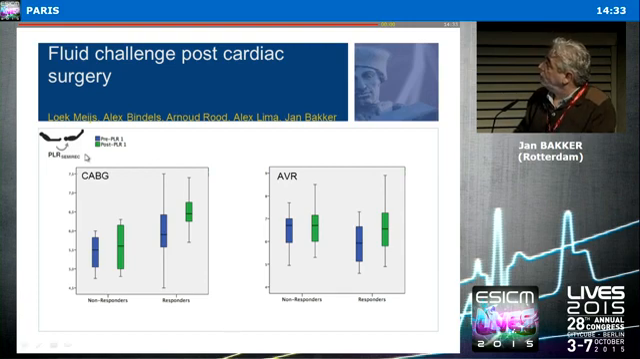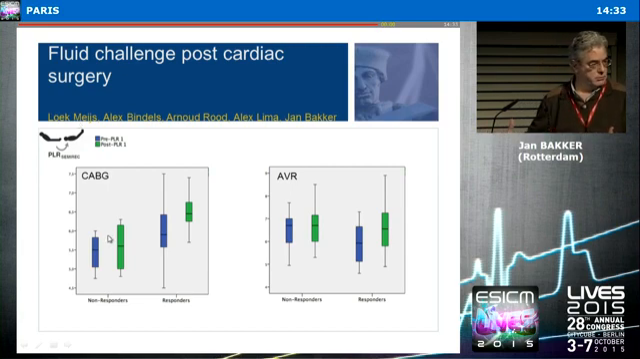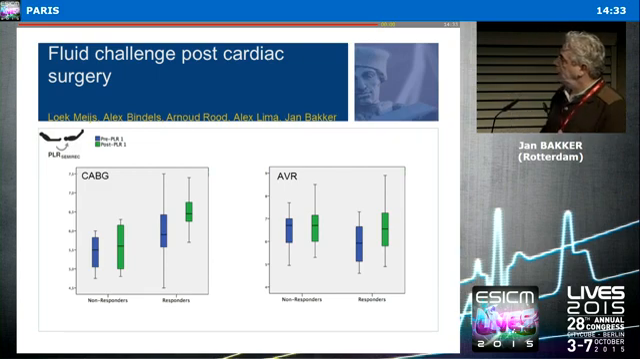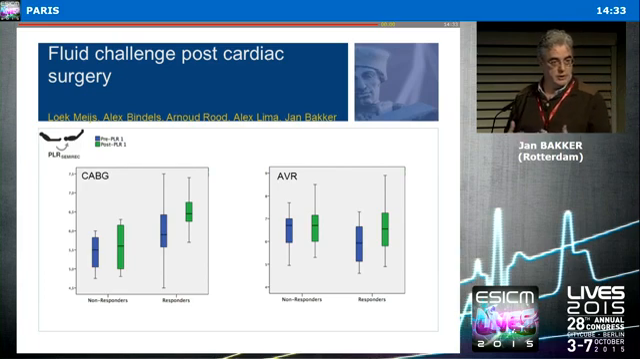If you do a full passive leg raising, so thorax down and legs up, you will have responders, patients that increase their cardiac output, and you will have non-responders that won't increase their cardiac output. Why do the non-responders not increase their cardiac output? Because there is no change in the pressure for venous return, whether you're a patient following bypass grafting or a patient following a valve replacement.